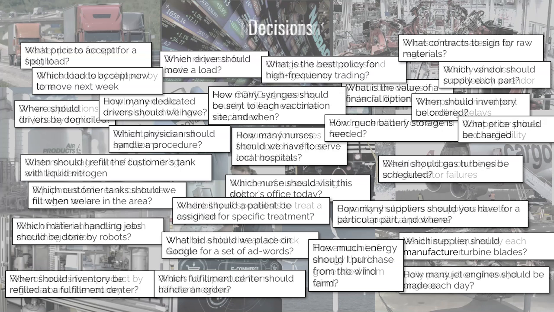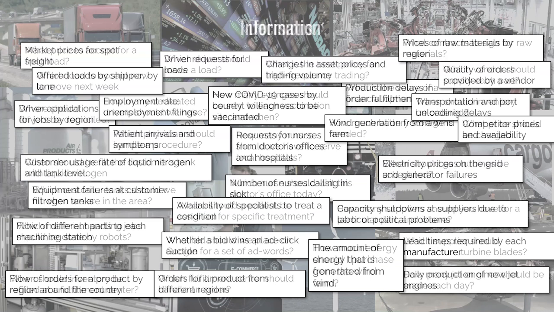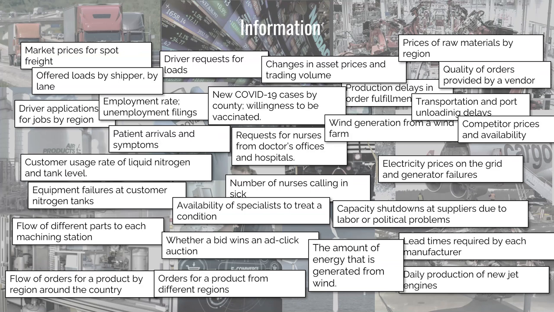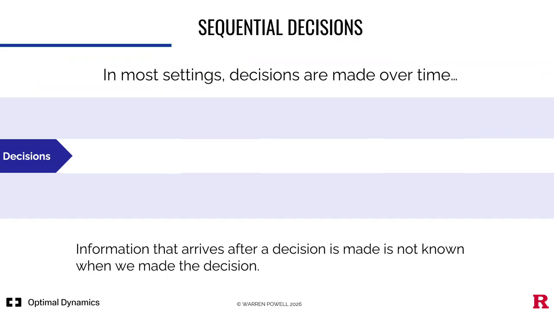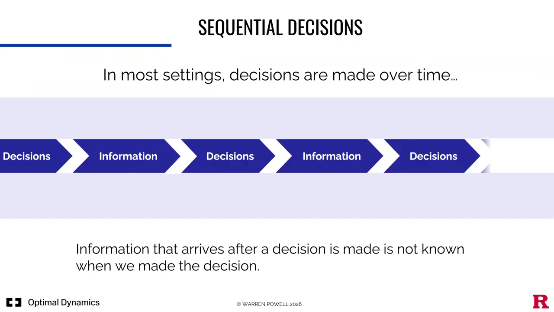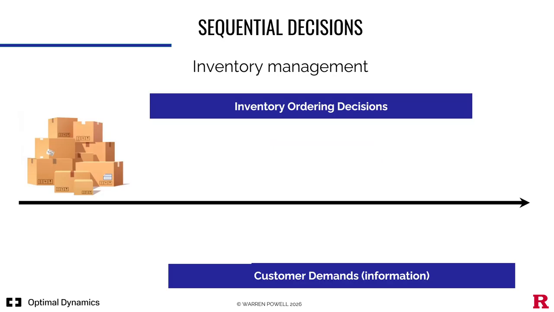So let's go back, take another look. These are all different decisions. Pick out one of the boxes, put your eye on it. I go forward. That's the information that arrived relevant to that decision, but arrived after I made the decision. Now, decisions often come in the form of sequences of decision, information, and the information that arrives after a decision was not known when you made the decision. So you have to deal with the uncertainty of what information might arrive.